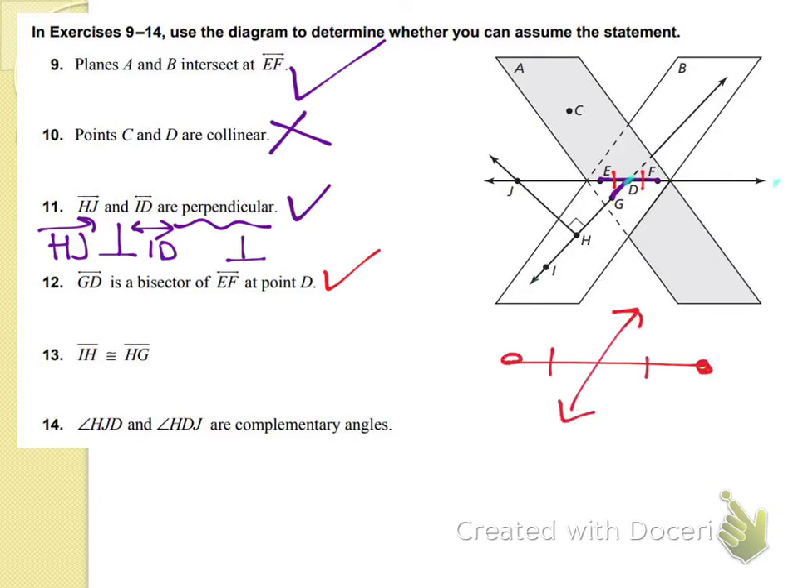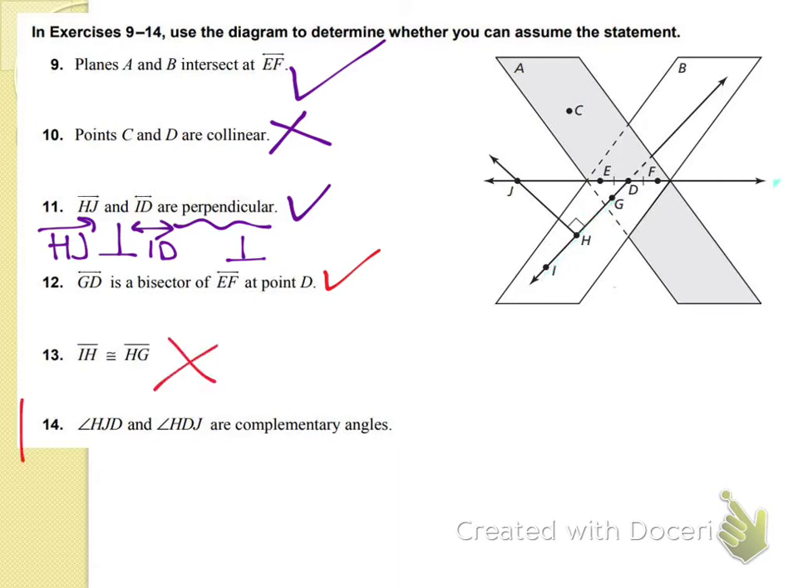So remember a bisector? We always had these problems on the last test, right? It would say, name the segment bisector. The segment bisector will be line N. Here, it's GD. All right, so it is a bisector. The next one says IH is congruent with HG. Can we assume it? No. What would be there if it was? The little tick marks, but they are not there, so we cannot assume.